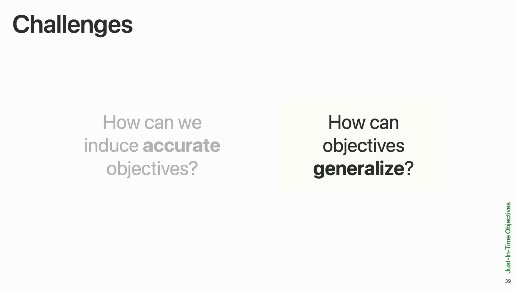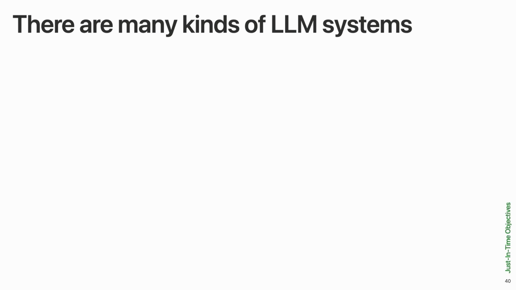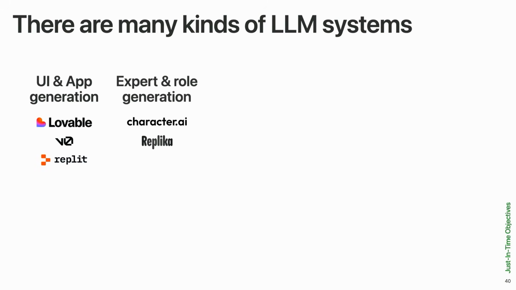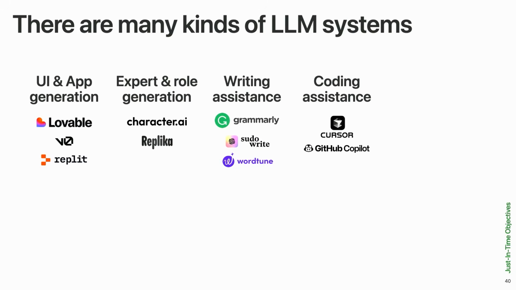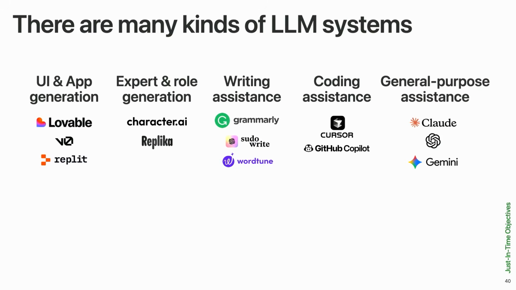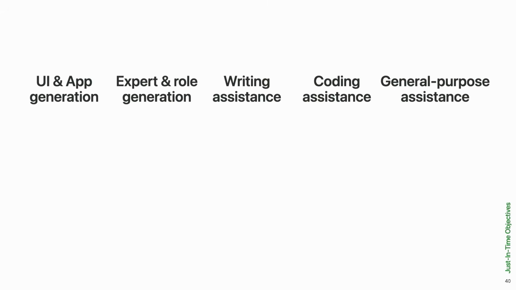So this is really promising, but there's then the question, are these actually good for anything? How can we actually have them be a generalizable way to specialize this broad range of AI systems? The challenge here is that there's so many different types of LLM systems. Beyond UI generation that I was talking about earlier, there's things like expert or role generation, coding assistance and writing assistance, and general purpose forms of assistance that you might see today.